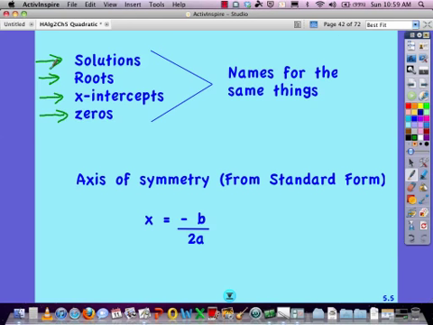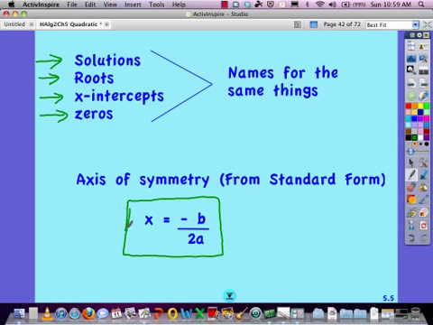The reason we threw the quadratic formula in is because we found out that not every single problem can be factored with whole number solutions. So we now have the quadratic formula as another choice to help us solve for our solutions. Then, as we just talked about, x equals the opposite of b over 2a will always be the axis of symmetry from standard form.